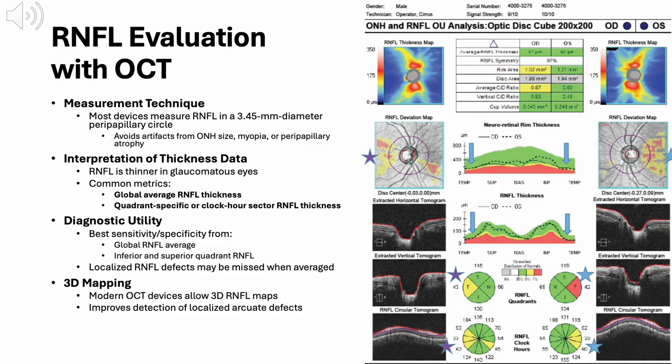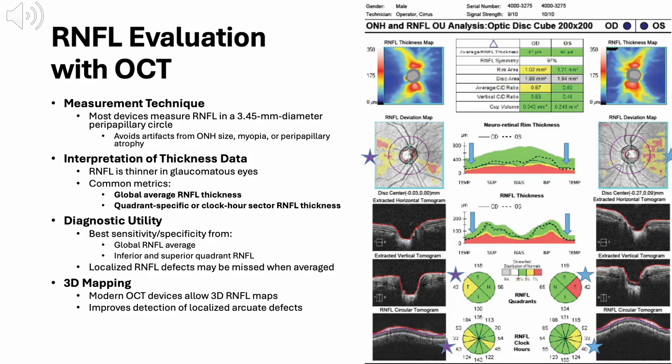When evaluating the RNFL using OCT, there are several key considerations to keep in mind. First, the measurement technique. Most OCT devices use a 3.45 mm diameter peripapillary circle scan to assess RNFL thickness. This specific diameter is chosen because it helps minimize artifacts from optic nerve head size, high myopia, or peripapillary atrophy. Next is interpretation. RNFL thickness naturally declines with glaucoma.